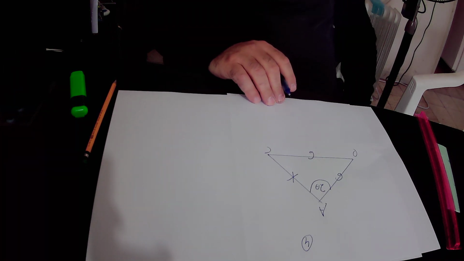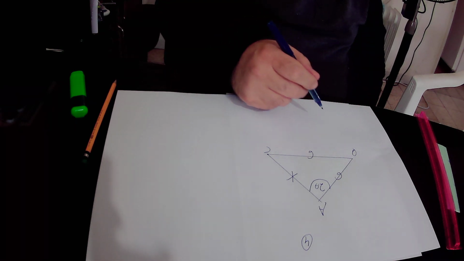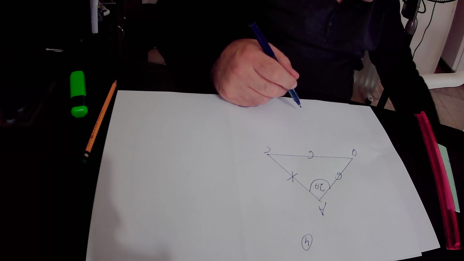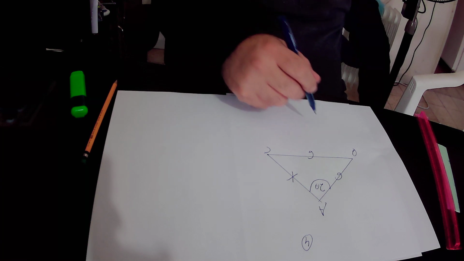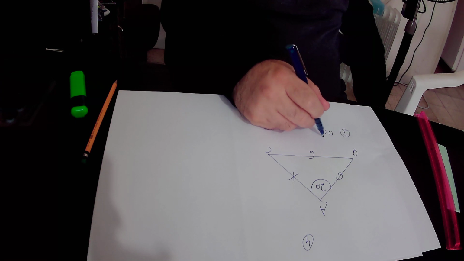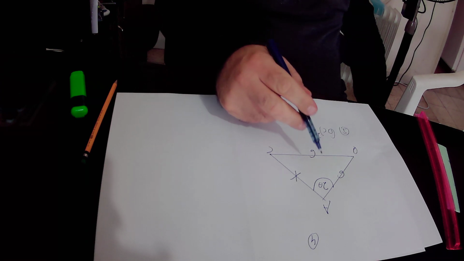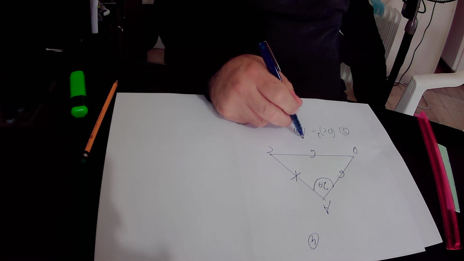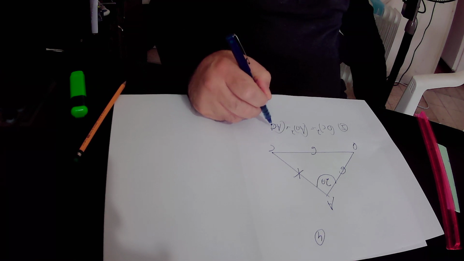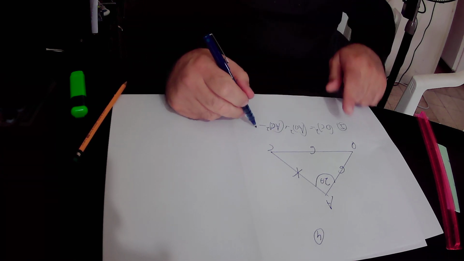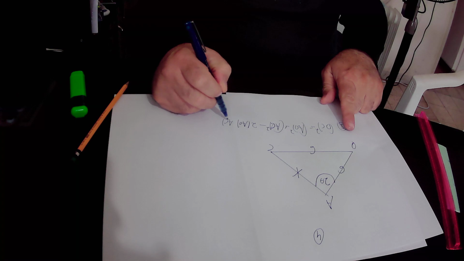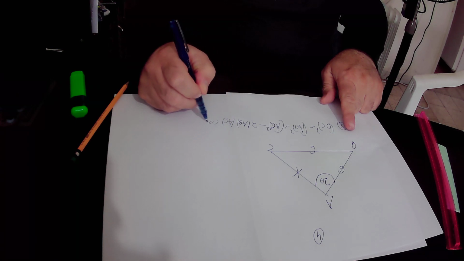So, according to the law of cosines, we get, and this will be equation number 1, that OC squared equals AO squared plus AC squared minus 2 times AO times AC times cosine 2 theta.